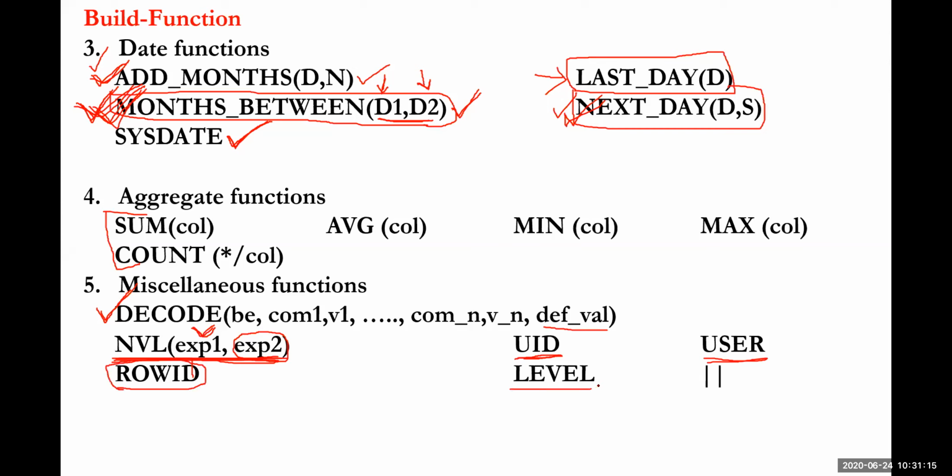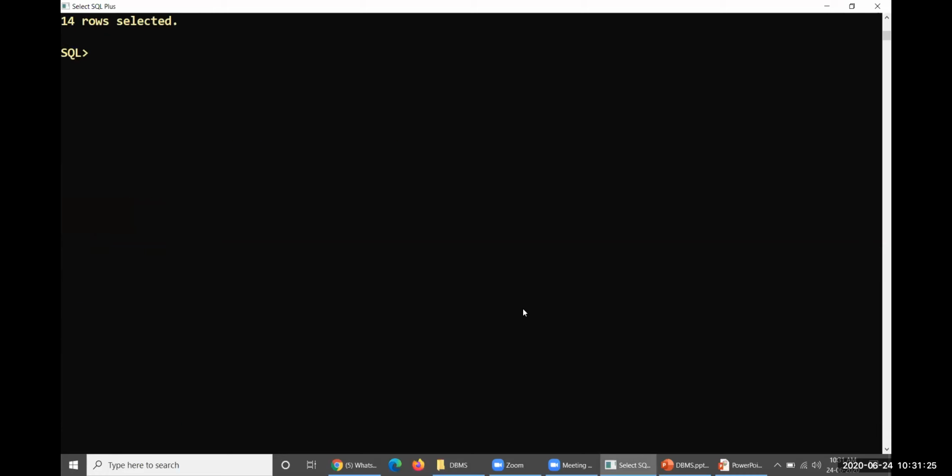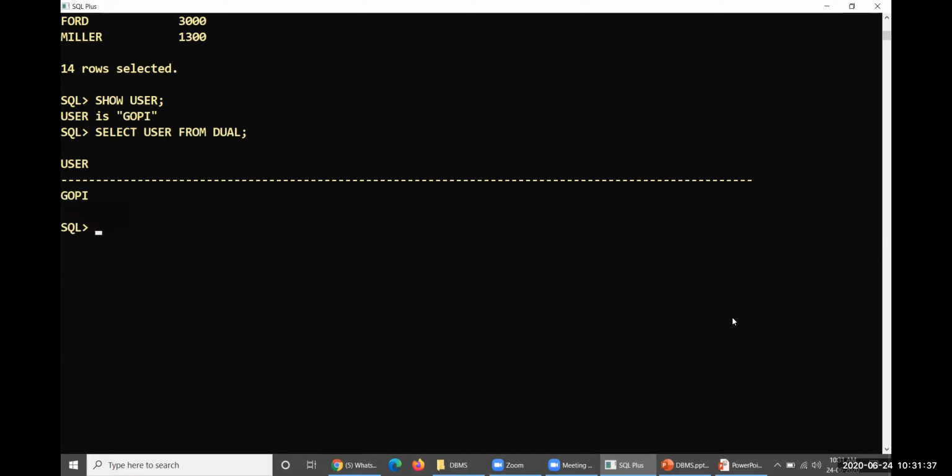And what is the level? Already we have taken this one, so level will also be explained to you. Let me go ahead with UID. Normally, if you want to display your username, use show user. The username is Gopi. So select user from dual. If you take it like this, my username also, both will be the same.